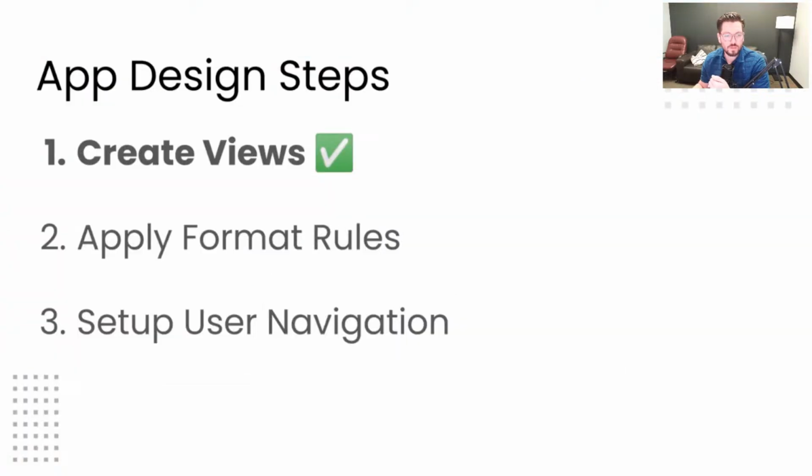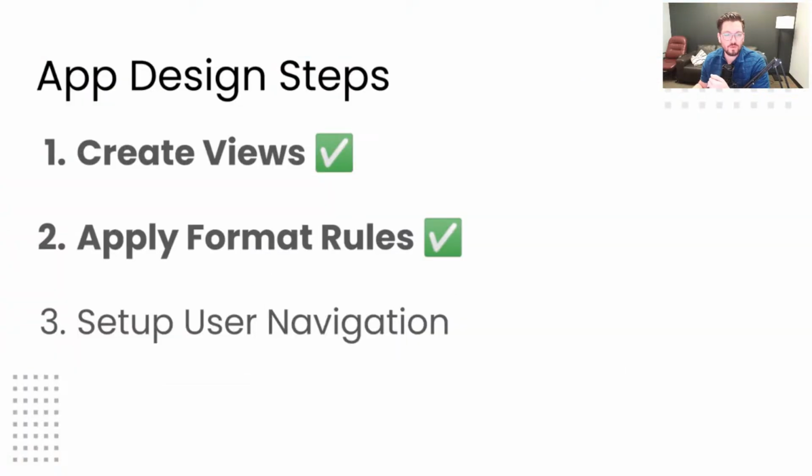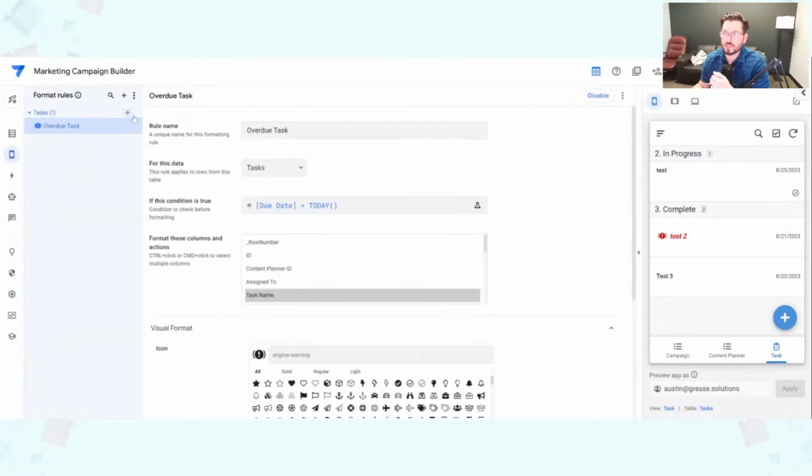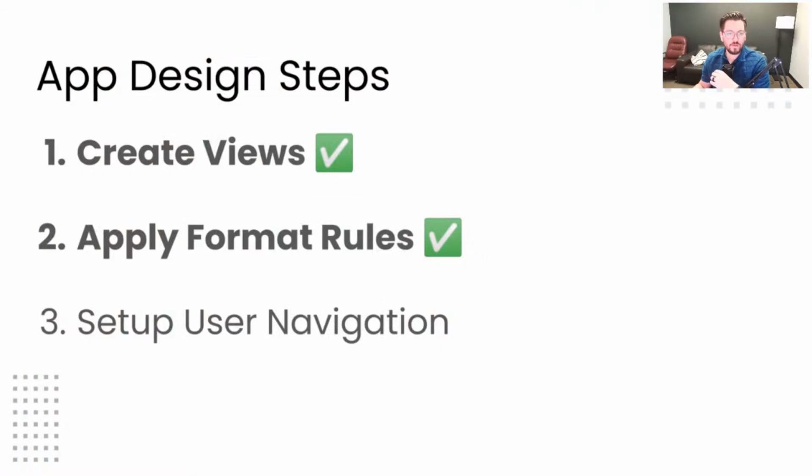And then next, we talked about applying format rules. And to apply format rules, you'll follow the same progression, the app icon, format rules, and then you're going to select the table, and you can either add the format rule from that table or add it here. And then you can go ahead and configure your format rule from there.